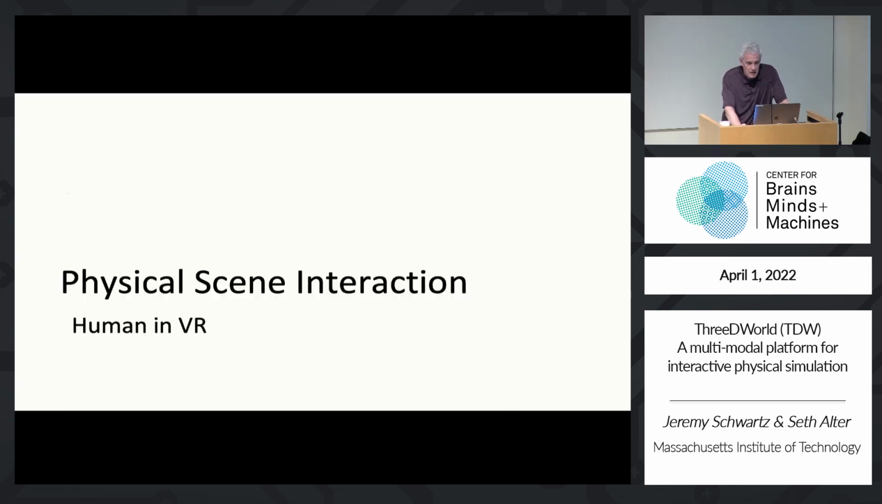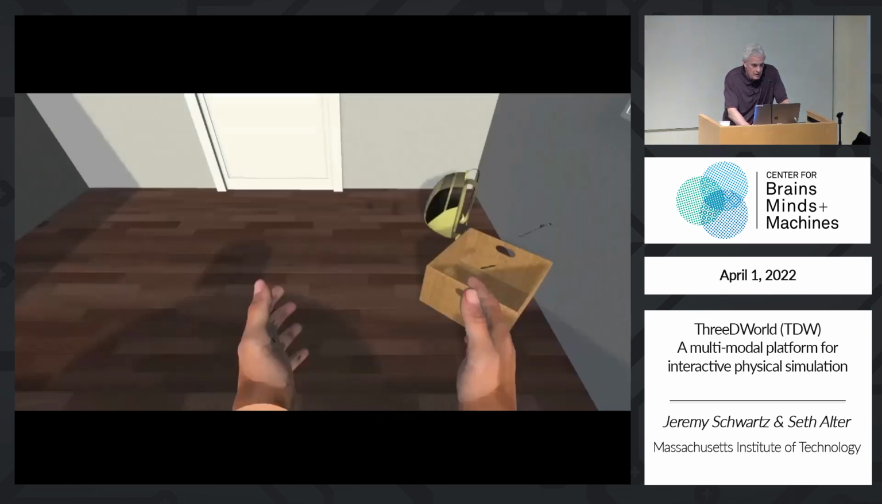So the third and last interaction paradigm I want to talk about is human to object, meaning a human user interacting directly with the scene in virtual reality. So I'm going to play this video.